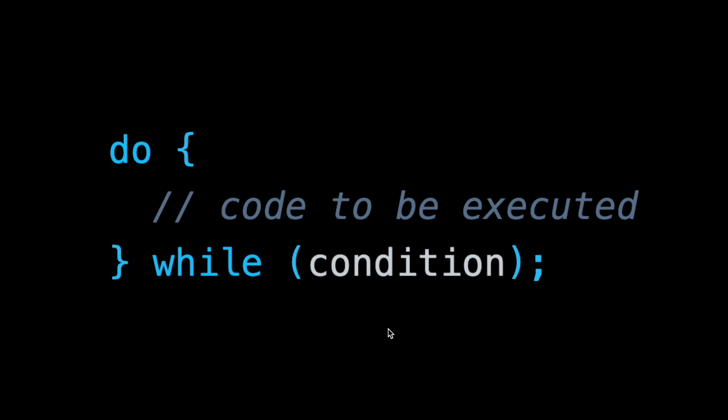Here's another type of loop, the do while loop. The difference between a while loop and a do while loop is that in the while loop, we check the condition at the very beginning. In the do while loop, we check the condition at the end. So code is always going to be executed at least once. It's going to run the code within the curly braces, and then it's going to check the condition to see if it should break out of the loop.